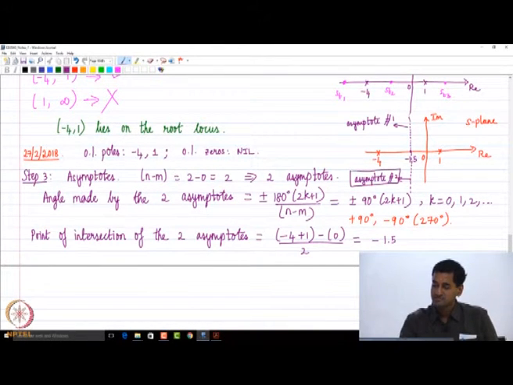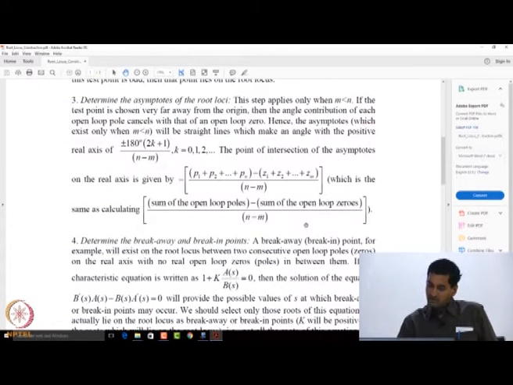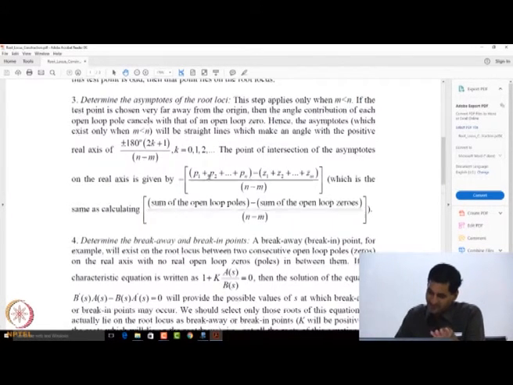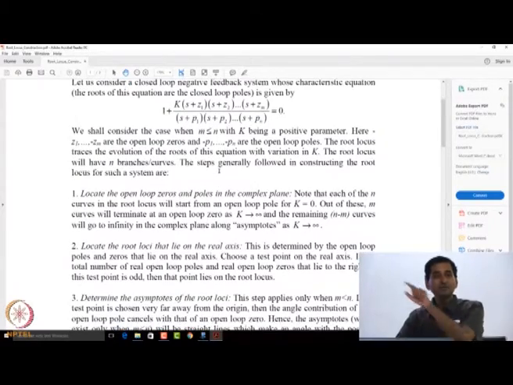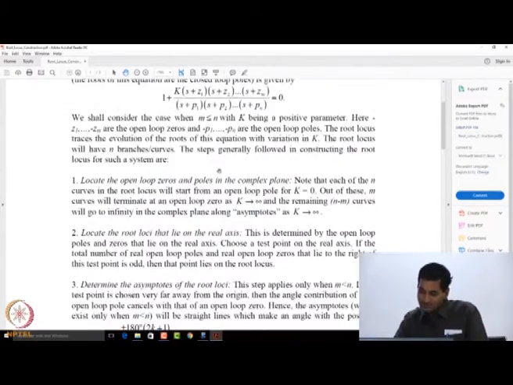Sir, there seems to be a typo here where it says the point of intersection of asymptotes is given by minus of the sum of open loop poles. Yes, please remember, open loop poles are minus P1, minus P2, minus Pn. So you take the minus sign inside. I hope I typed it correctly. Did I call minus P1, minus P2, minus Pn the open loop poles? It really depends on how we write it. Let me scroll up. Okay, see, if I had written s minus P1, then P1, P2, Pn would have been the open loop poles. Since I wrote s plus P1, minus P1, minus P2, minus Pn are the open loop poles. So I hope this is correct.